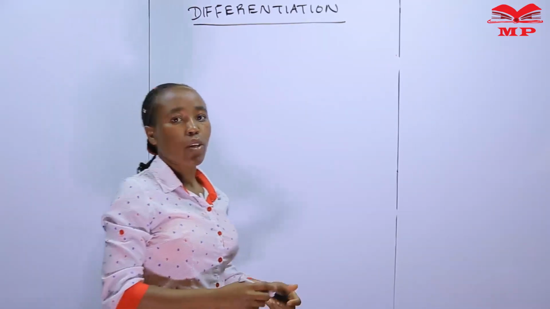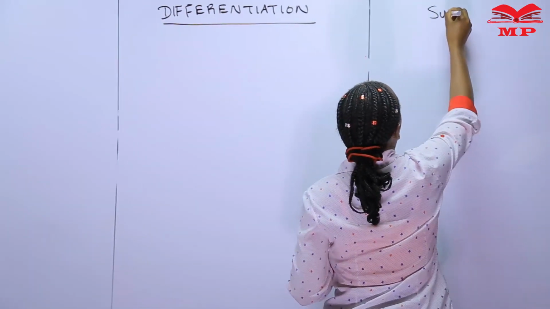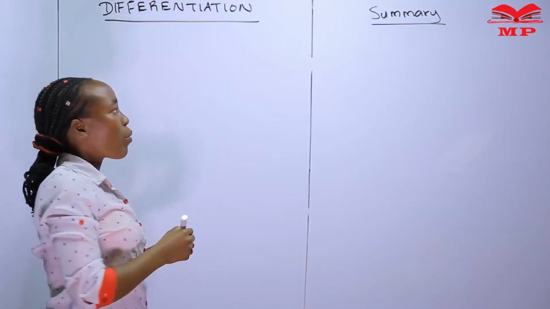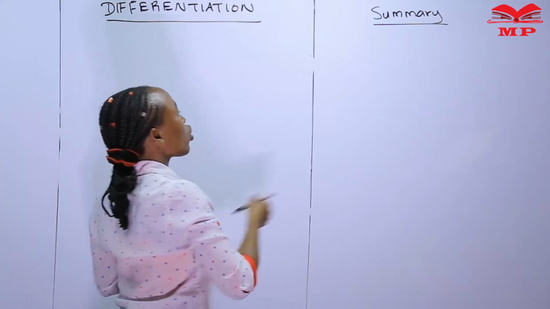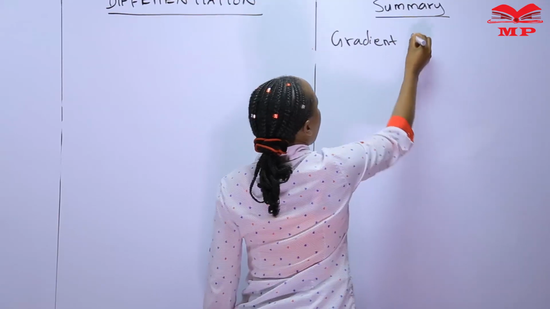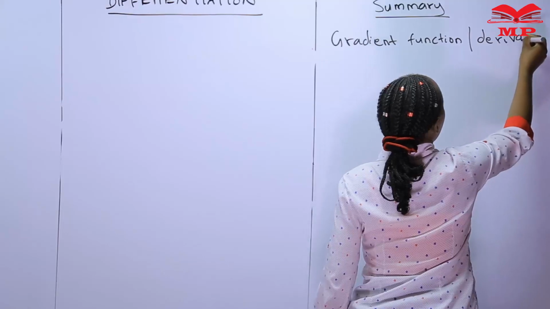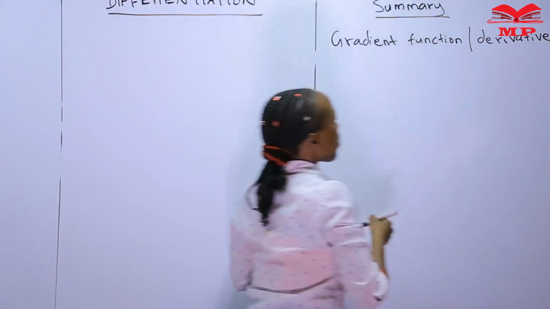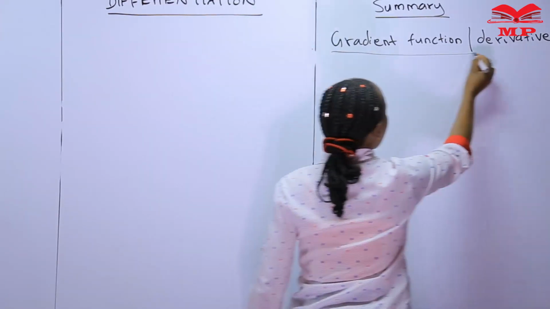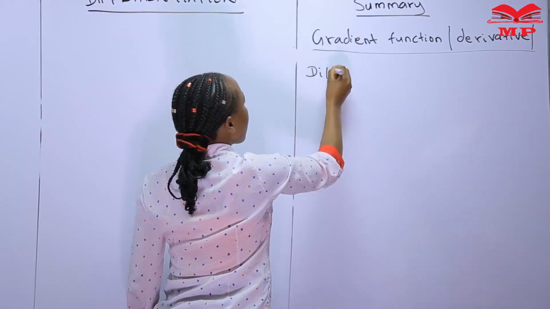And before we look at what we are going to cover this lesson, I would just like to do a recap. I summarize what we covered during the previous lesson, whereby we were looking at finding the gradient function. We said it is also referred to as the derivative. And we say that this process of obtaining this function, the gradient function or the derivative, is what we refer to as differentiation.